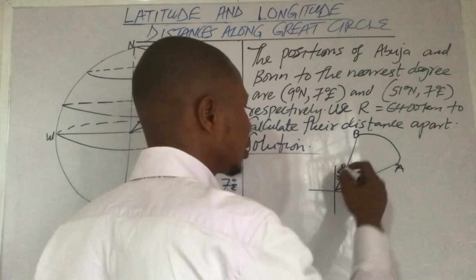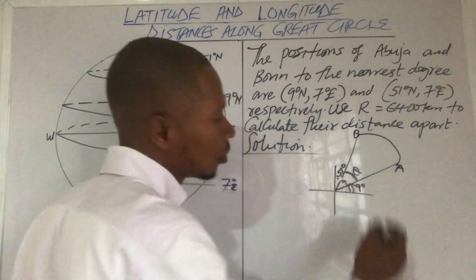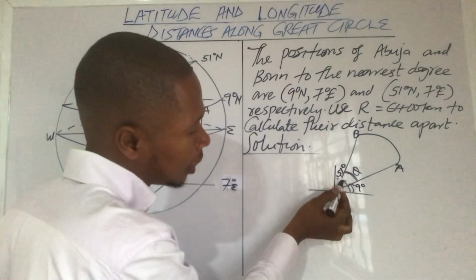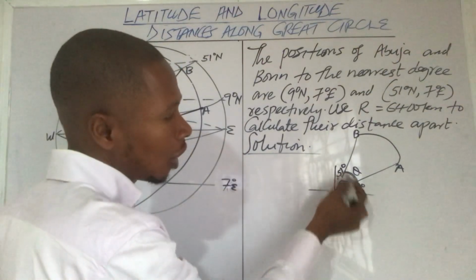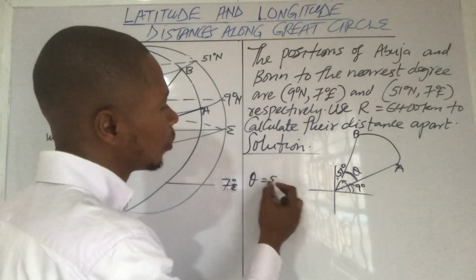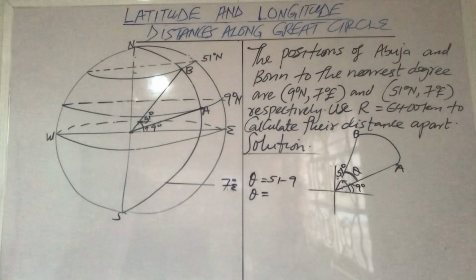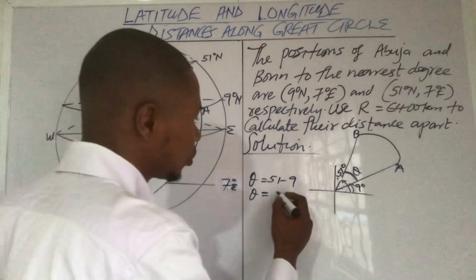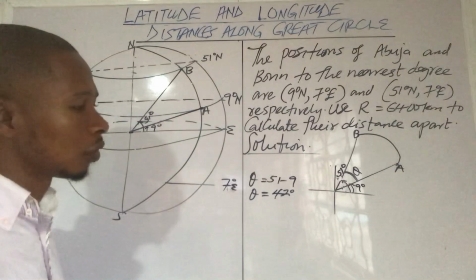That's 51 degrees. So the angle between the two places now, this angle here, is our angular difference. And how do I get the angular difference? Since everything from here to here is 51, and from here to here is 9, this one should be 51 minus 9 because this is outside the sector. So my angular difference theta should be equal to 51 minus 9, which gives me 42 degrees. So the angle between the places now is 42 degrees.